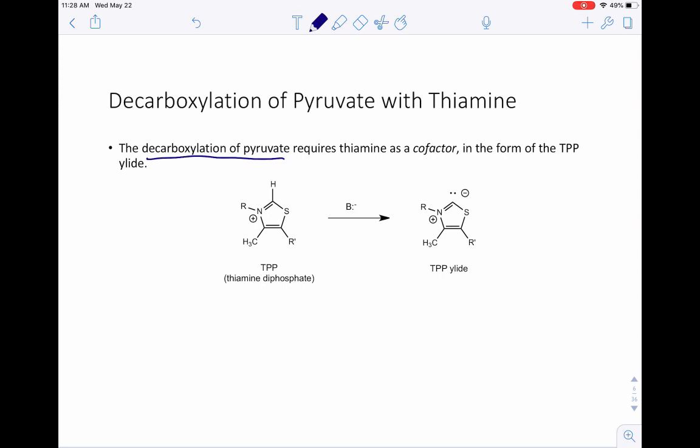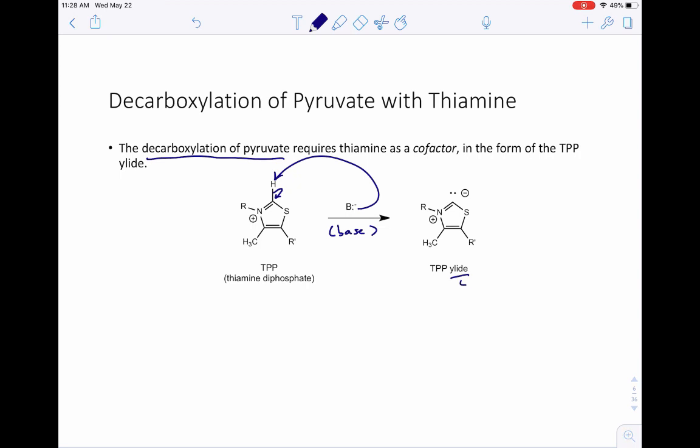You have probably heard about thiamine before. It is required for proper functioning of your cells. It's a pretty common cofactor. So what needs to happen for thiamine to assist in the decarboxylation of pyruvate is that this hydrogen must be deprotonated. And that happens in the presence of some base, and we're not worrying about exactly what that base is. Deprotonation of that carbon generates what's called the TPP ylid.